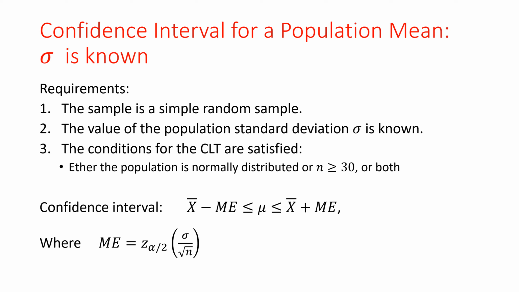So we are going to skip this situation and we're going to go to the scenario where you don't know the standard deviation. But just in general, the general idea is to find the margin of error for the population mean. We're going to use our sample mean as a point estimate, and then we're going to have some margin of error to build the confidence interval.